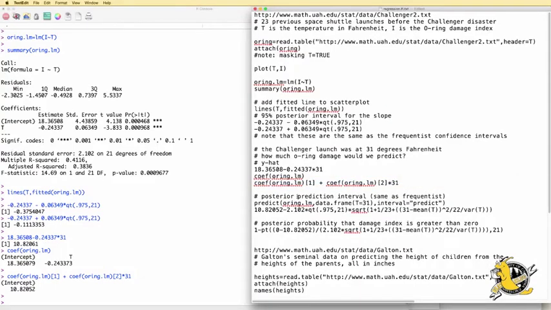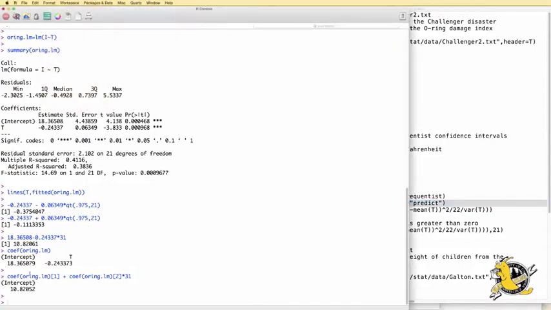We can also think about a prediction interval, a posterior prediction interval. So if we're going to launch at 31 degrees, what's a 95% predictive interval for what we might see in damage? This is going to be a larger interval than just a fitted interval. We can use the predict command in R. It will give us also this predicted value, but it will give us a predicted interval.